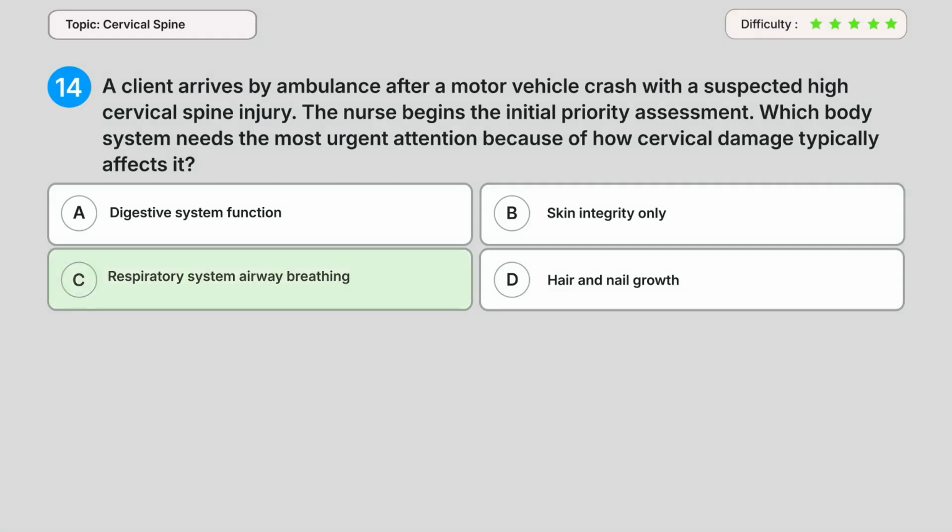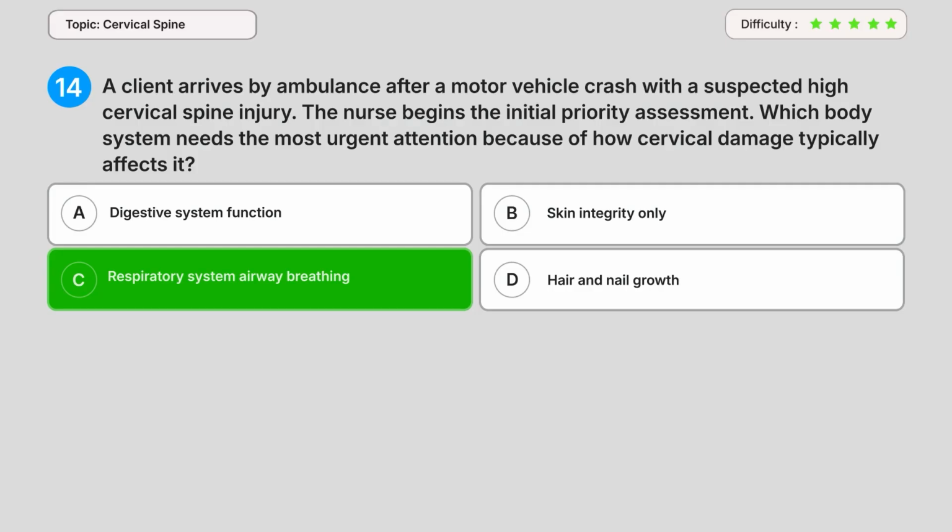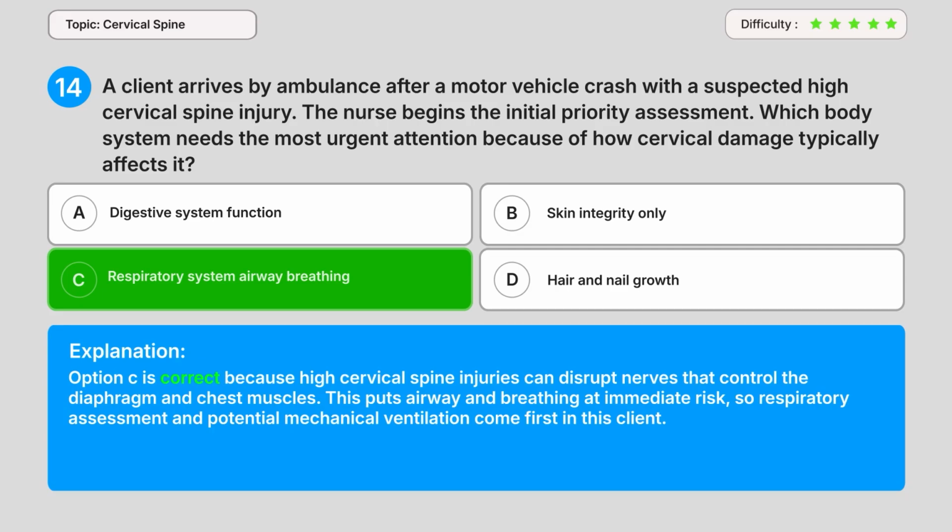Correct answer, C. Respiratory system, airway, breathing. Explanation: Option C is correct because high cervical spine injuries can disrupt nerves that control the diaphragm and chest muscles. This puts airway and breathing at immediate risk, so respiratory assessment and potential mechanical ventilation come first in this client.